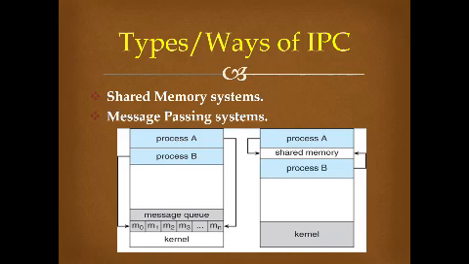The first diagram represents the message passing system. Process A is moved to the message queue and process B is also moved to the message queue. Both are processed in the message queue, and then the kernel is present at the lower level as it's the core component of the OS. In shared memory, if you see the second diagram, process A and process B are commonly moved to the particular shared memory, and the kernel is at the bottom.